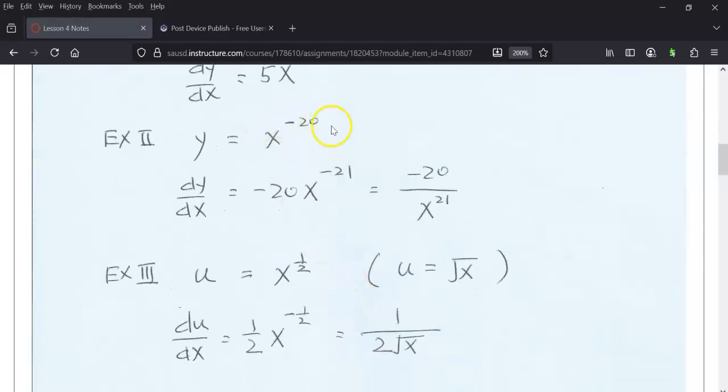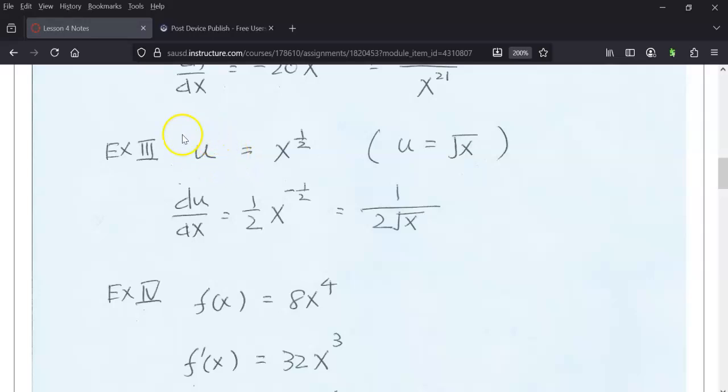Same thing with negative powers. So if y equals x to the negative 20th, then dy dx will equal negative 20 x to the negative 21st. Now, we generally don't like a negative exponent, so it's better to put it as a fraction.